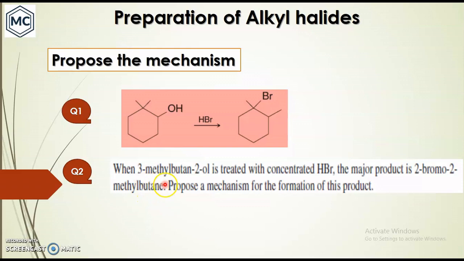Second question is, when 3-methyl-butan-2-ol is treated with concentrated HBr, the major product is 2-bromo-2-methyl-butane. You propose a mechanism for the formation of this product. In this case, you can first write down the structure of the reactant and product and see what changes occur here.